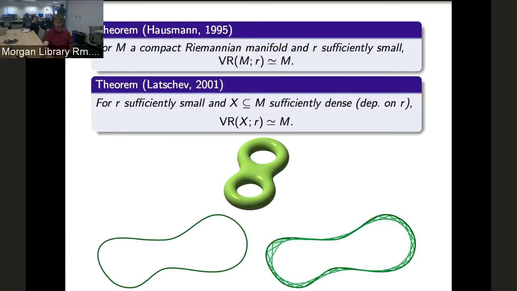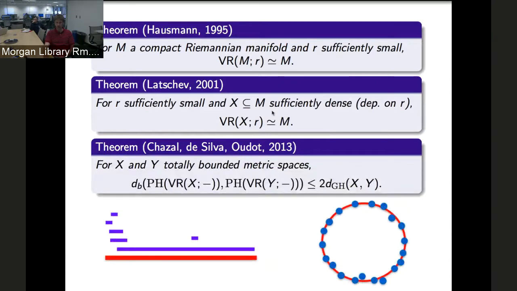So one way that people try to get around this is they vary the scale parameter from small to large, and you're able to build something called persistent homology here. So you're not just computing the homology at a single scale, you're computing the homology at a range of scales.